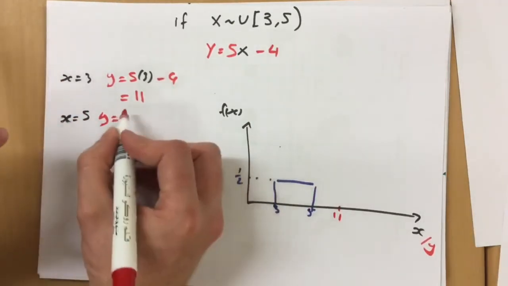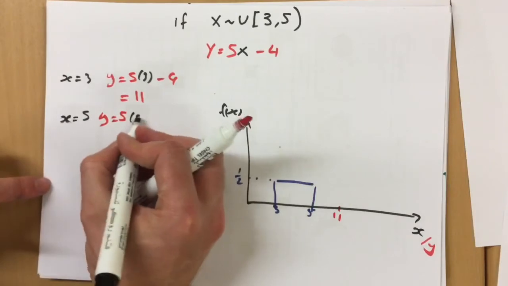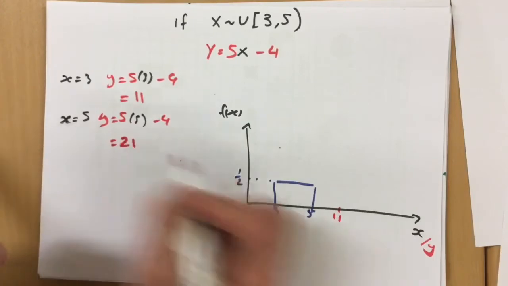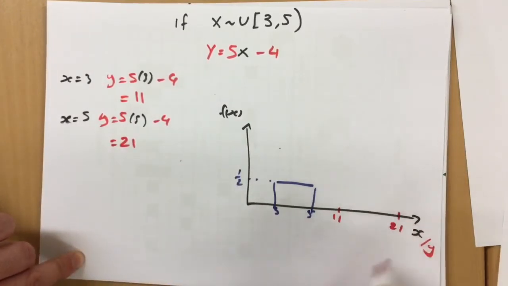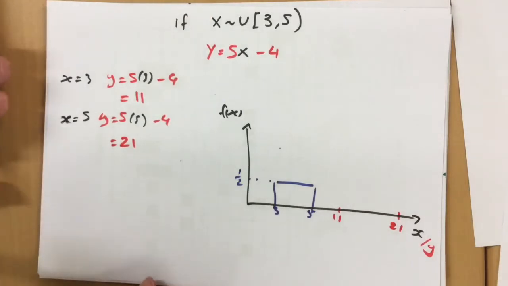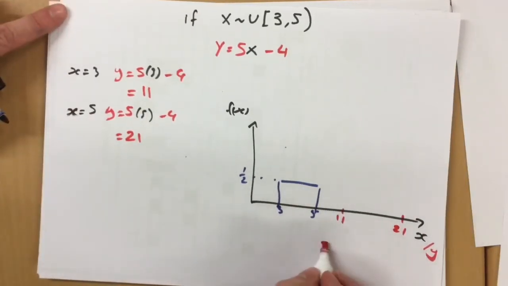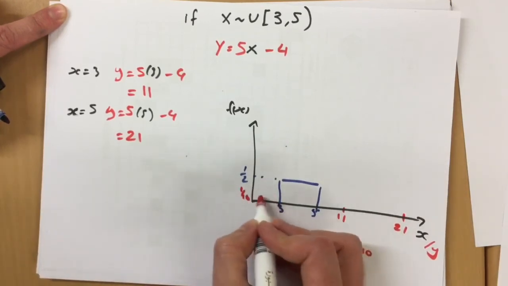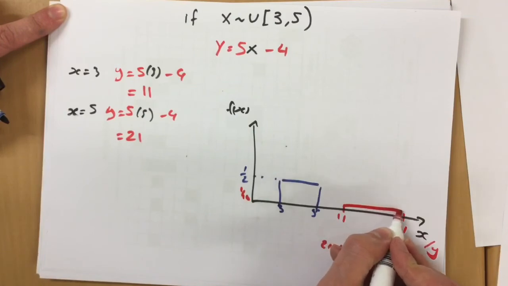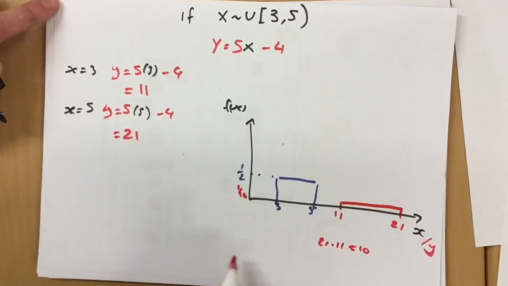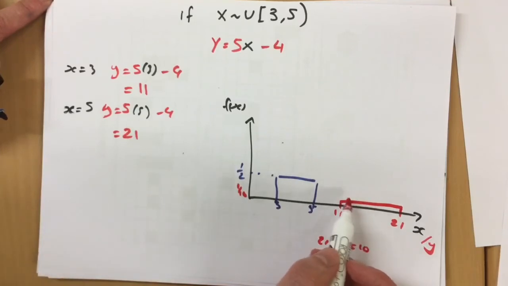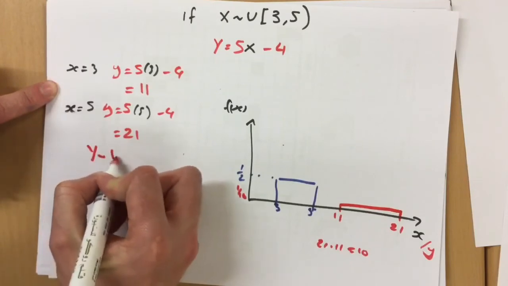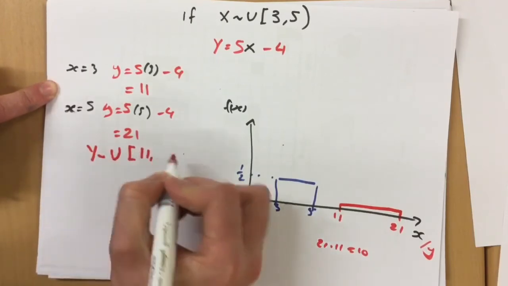And then our upper value of y was where x is 5. So y is 5 times 5, take 4. 25 take 4 is 21. Upper value of y is 21. And the height of it, well, 21 take 11 is 10. So height is 1/10, which is going to be down there somewhere. So this is our original function, and here is the one after we've changed it. And y is defined by 11 to 21.